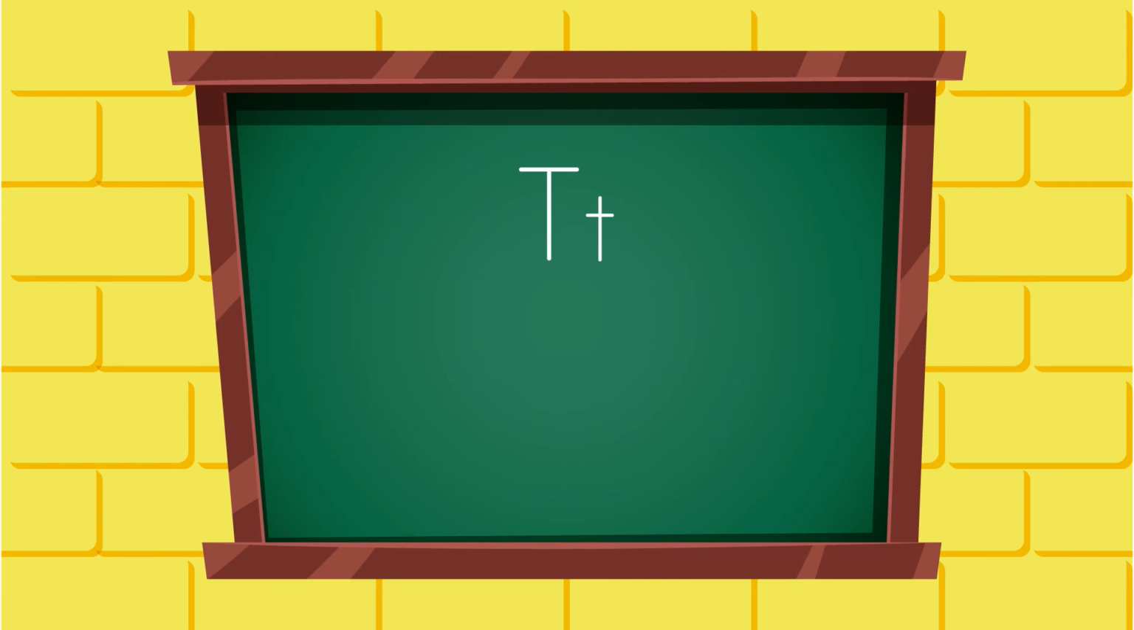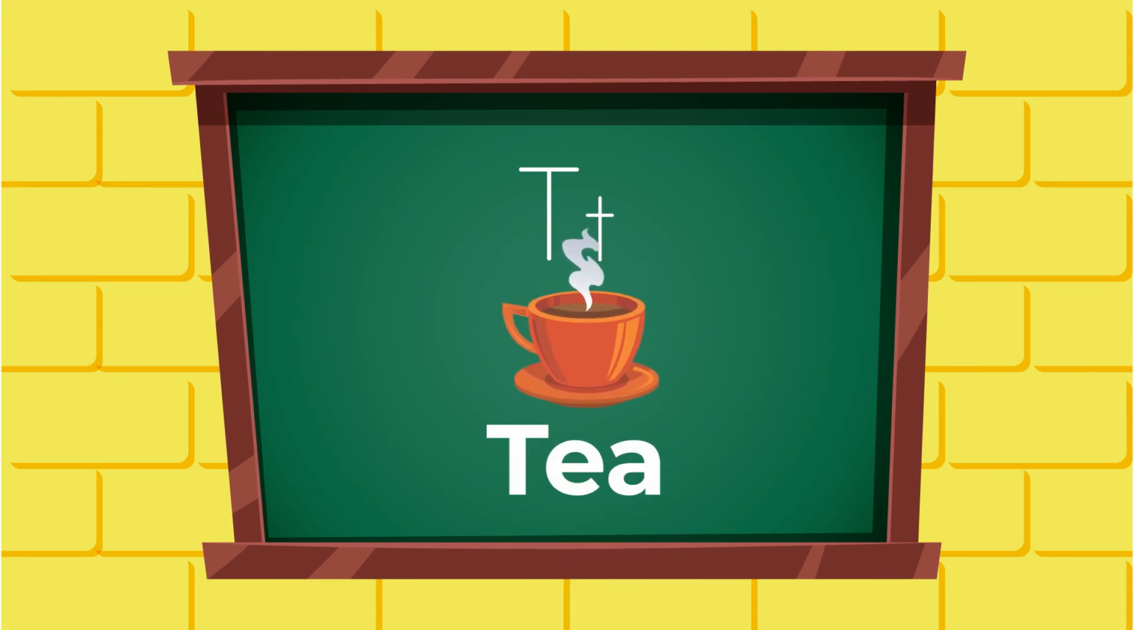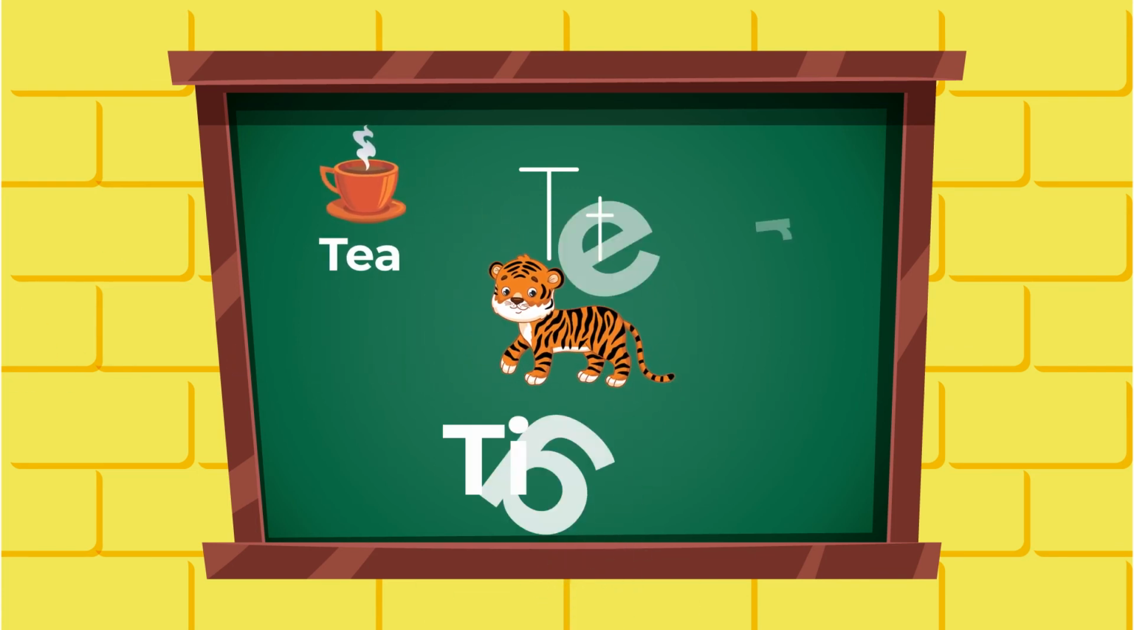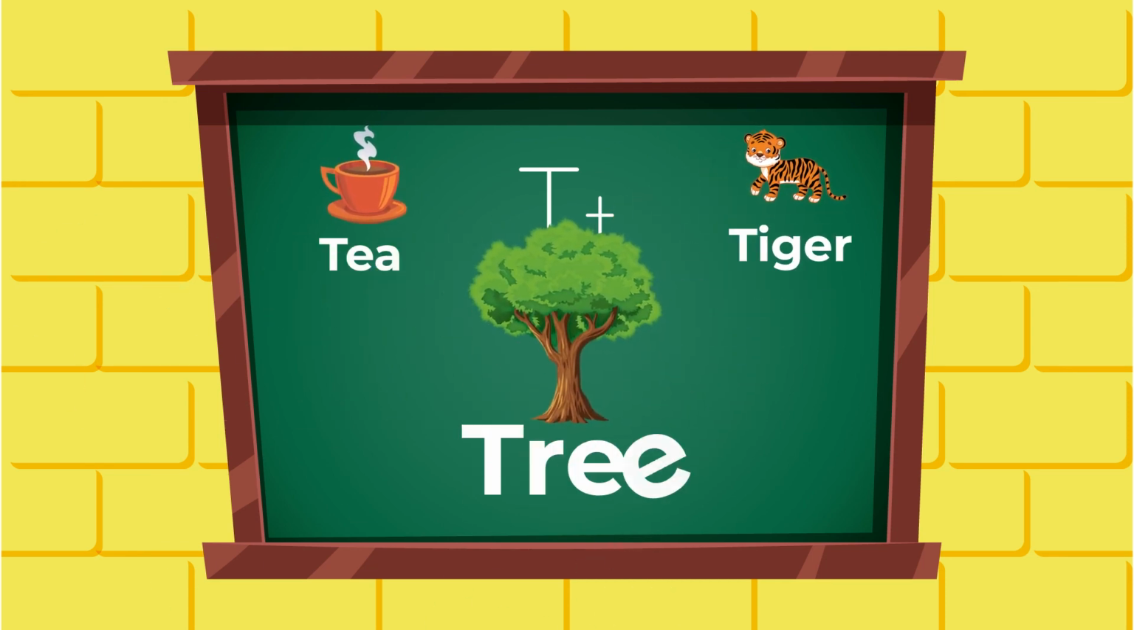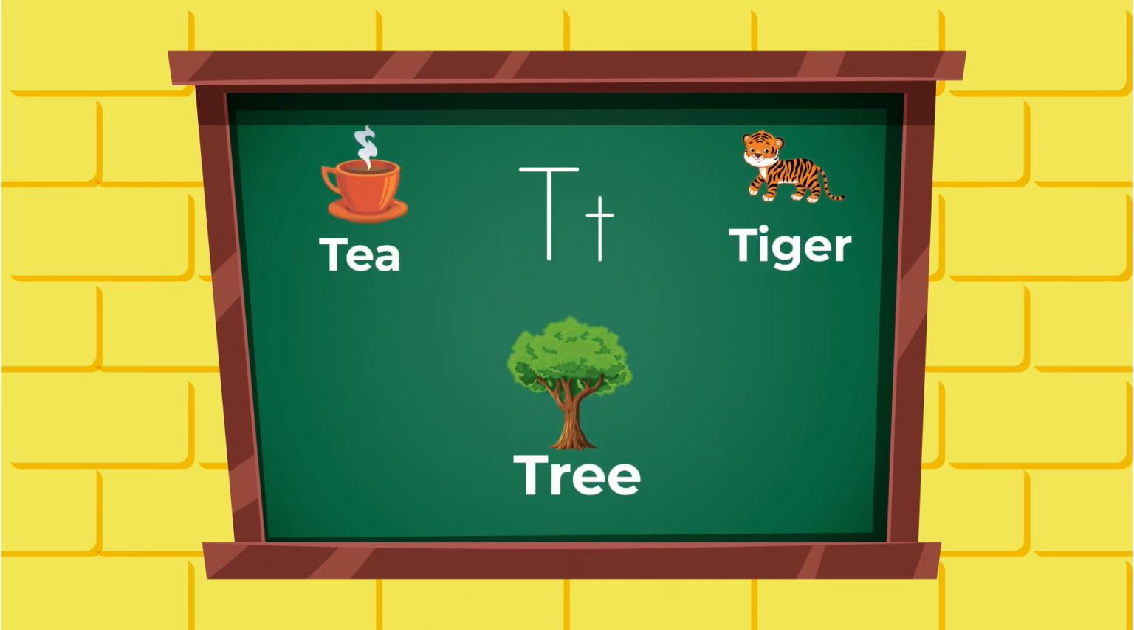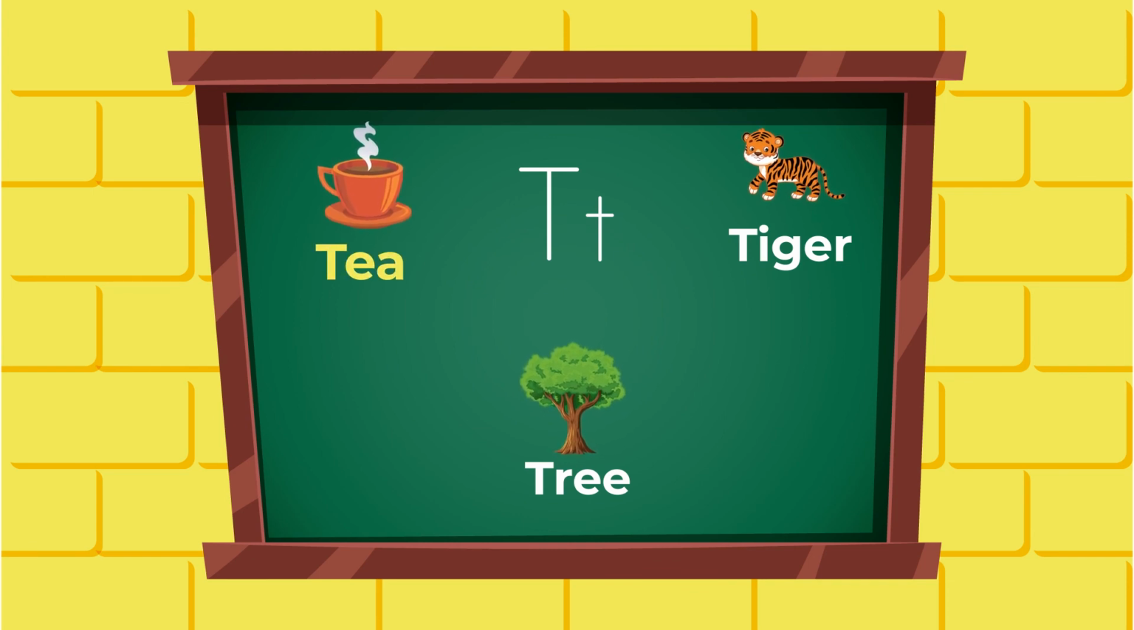Next, let's see what words start with the letter T. T for tea. T for tiger. T for tree. Say it again with me. T. Tiger.